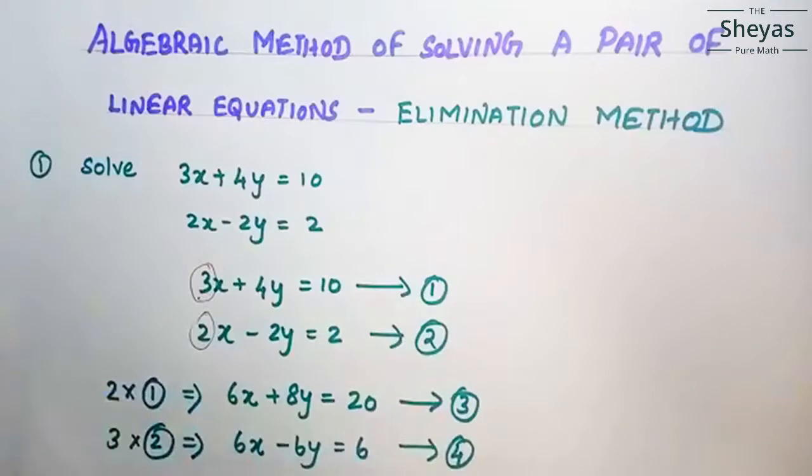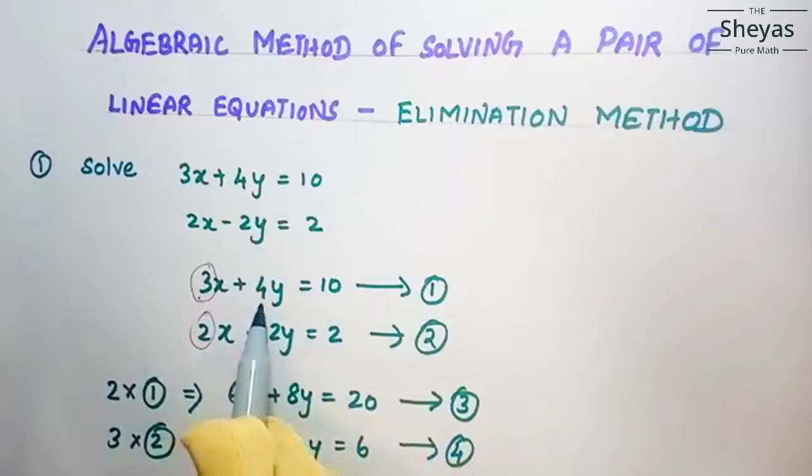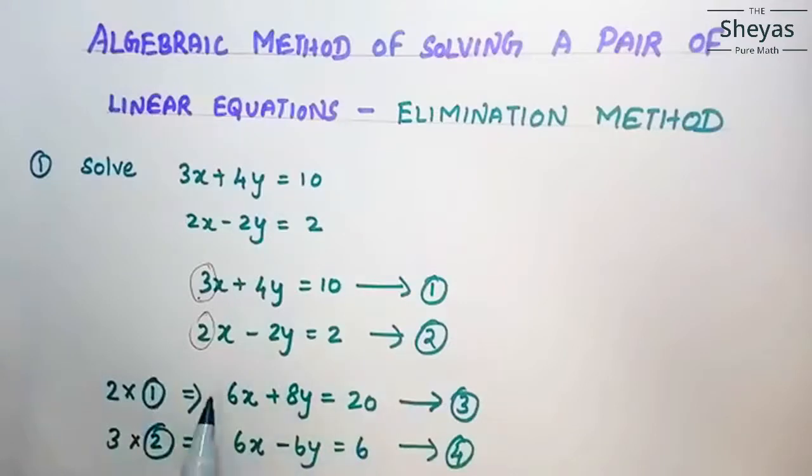Or else, how can you do it? There is another way also. The whole first equation you can multiply with minus 2 or 2, and the whole second equation you can multiply with 4. Anything is possible. What I have taken is 2 into the first equation and 3 into the second equation, and so the x value gets eliminated here and you will get the y value.